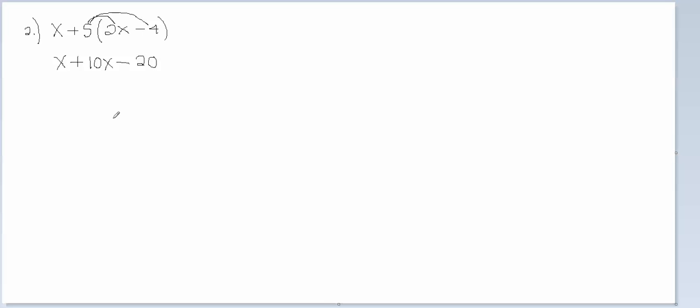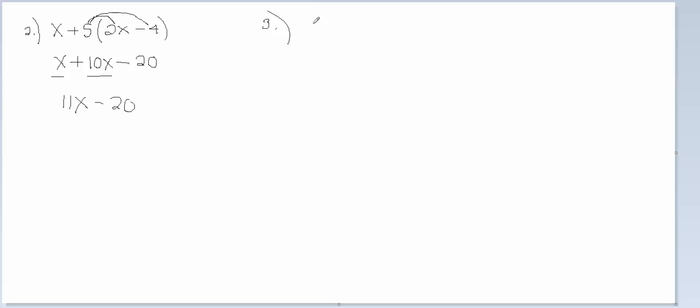Now I look, do I have like terms? I do. I have an x and a 10x. They're both positive, so we're going to add them. Think of this as a 1x or x. 1x plus 10x would give us 11 x's, and then we keep that minus 20. So there's the distributive property mixed in.